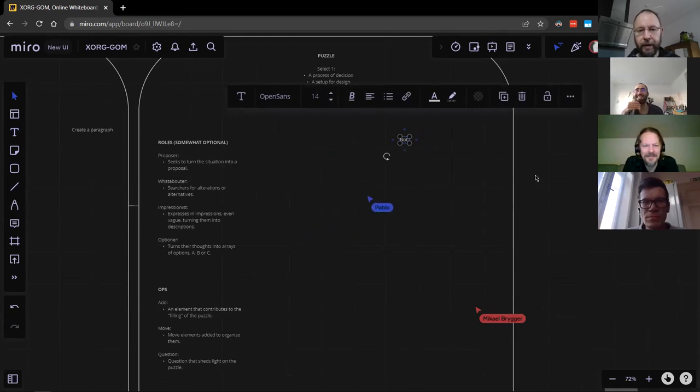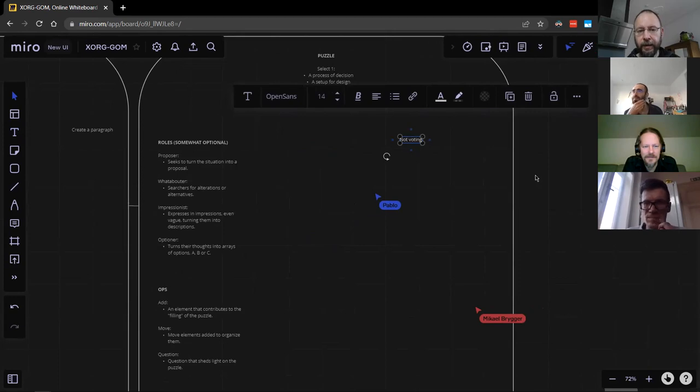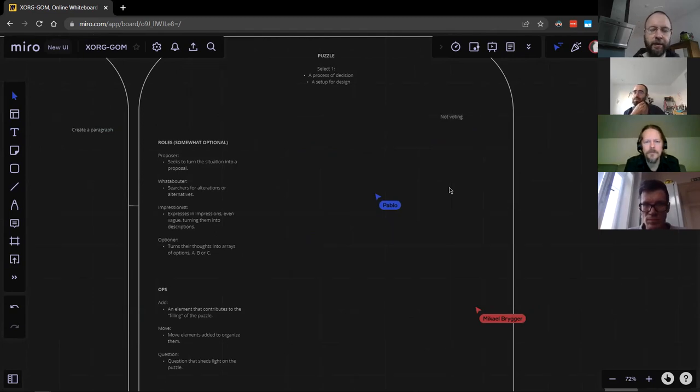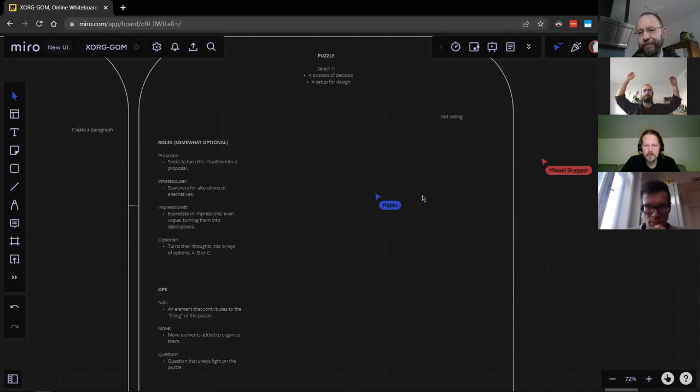That's fine. I'll add a move, so this is towards the first puzzle. You can pick the other one as well. But I'll add a piece called not voting. So it's a process of decision, but it's not voting. Of course, somebody can still come up with voting in another corner of the room, but I thought it's interesting to think about processes of decision that are not voting. So this was an add, partially filling the puzzle of the process of decision. Because now we know from its vague space, if we take this, that it's at least not voting. It's a process of decision that is not voting. So it's filling something.